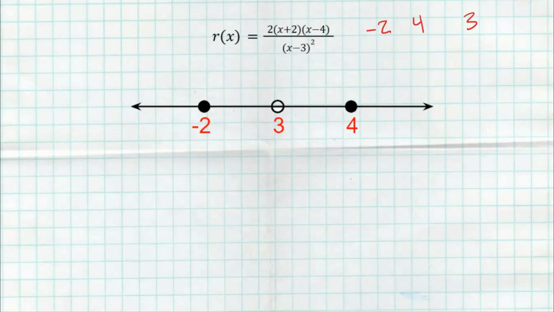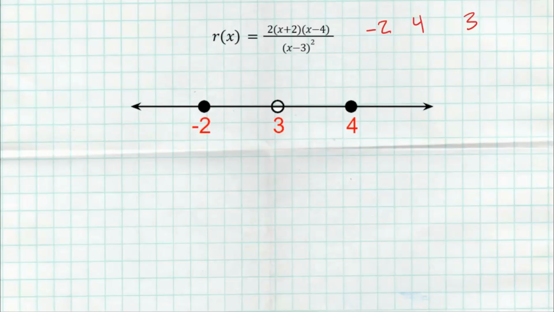Now notice I put filled in dots at negative 2 and 4 because we are allowed to equal 0, and negative 2 and 4 will turn me into 0, which is totally cool. But I'm not allowed to be 3 because 3 produces a 0 in a denominator, and you're never allowed to have that happen. That's actually going to be a vertical asymptote.